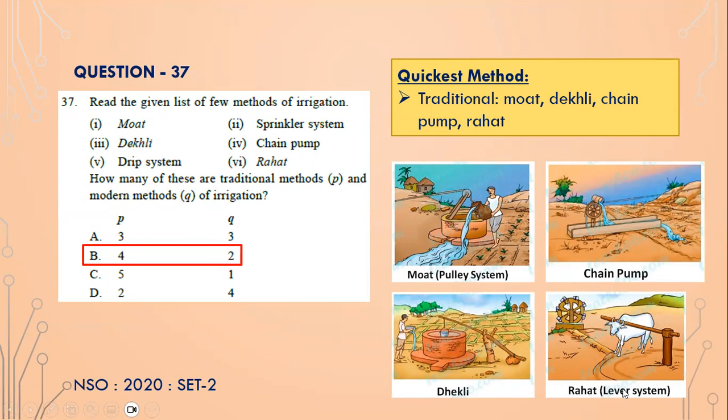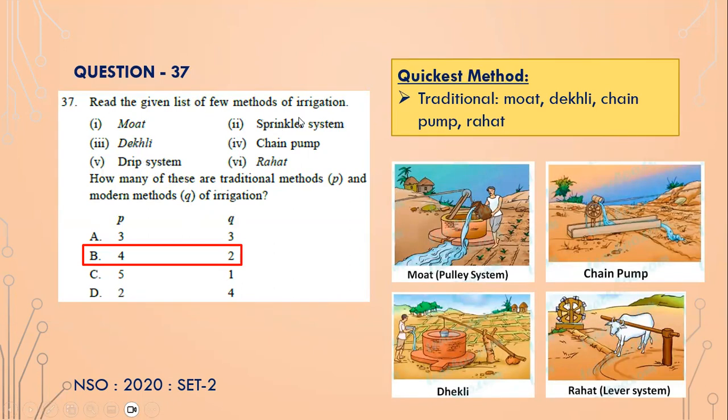Or rahat, a lever system, where the cow rotates this lever, which rotates this wheel, and then the water in this kind of reservoir flows into the farms. So four of them are traditional methods, and two are the newer, modern methods. Right? The drip system is a modern method, and the sprinkler system.